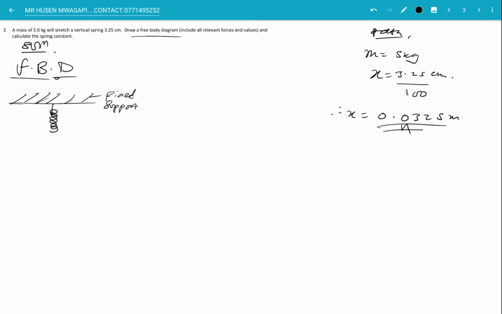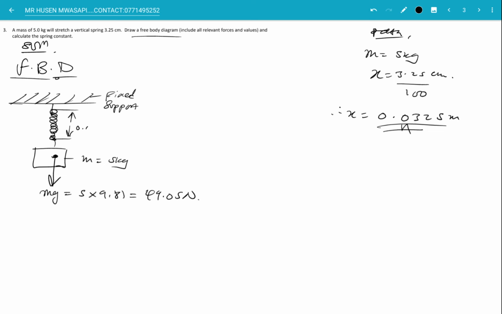Then we'll have our spring and the mass. So the mass, which is 5 kg, the force is the weight force mg, 5 times 9.81. So this will give us 49.05 newtons. We know that this is to a length of 0.0325 meters. Then we've been asked to calculate the spring constant. So we know that force is equal to Kx. Our interest is K. So we divide by x.